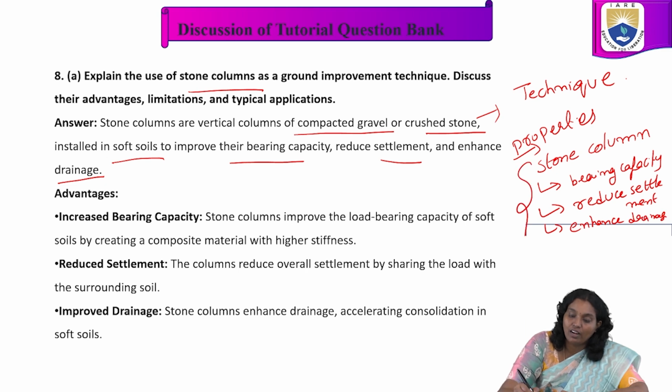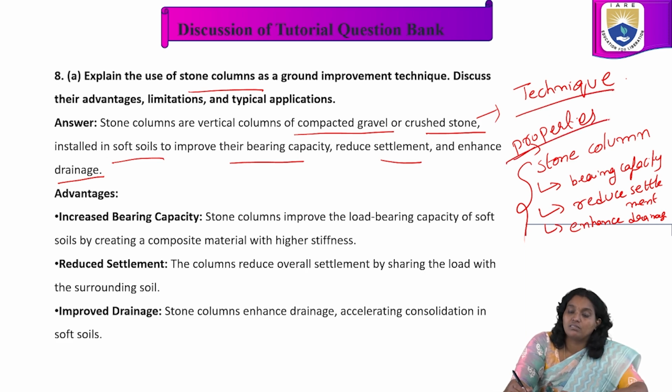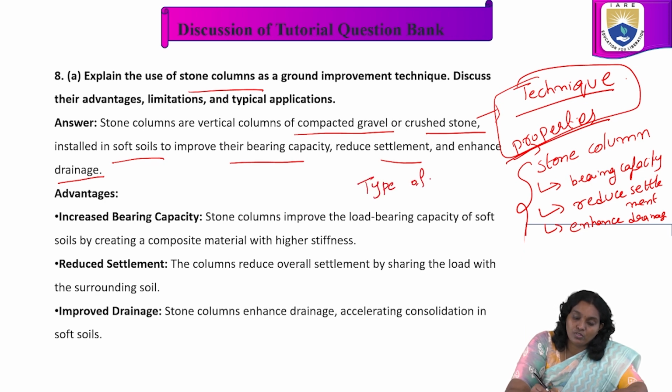We have to understand all these properties. Like this, we have to write. Here stone column is there. In any other technique, we have to write like this. Mention the type of soil also.